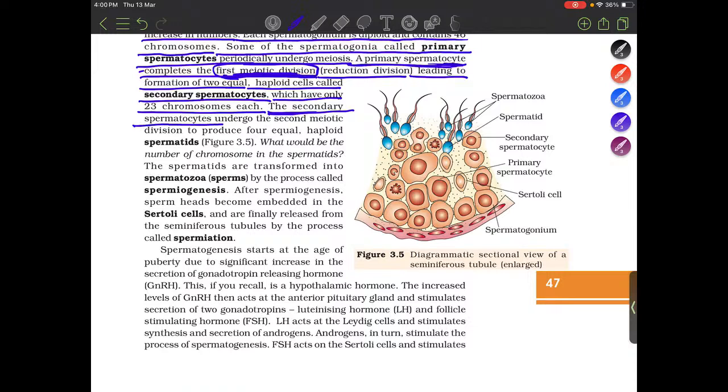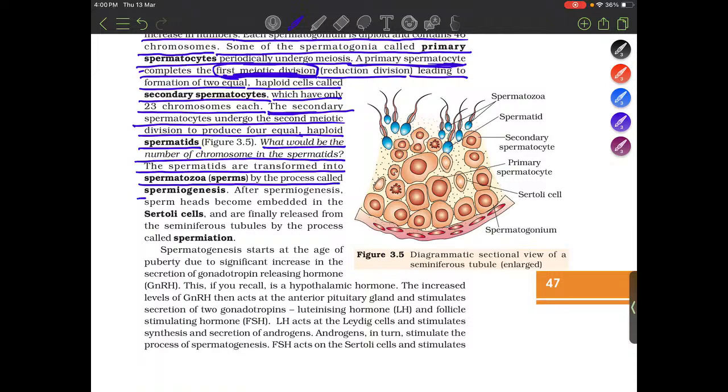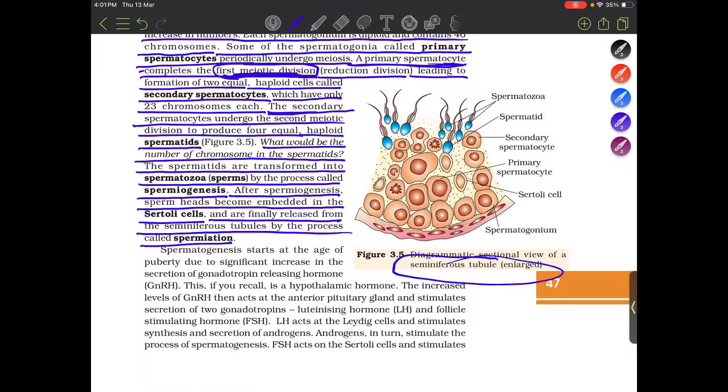These secondary spermatocytes undergo second meiotic division to produce 4 equal haploid spermatids. What would be the number of chromosomes in spermatids? So half number. These spermatids are transformed into spermatozoa, sperms, by a process called spermiogenesis. After spermiogenesis, sperm heads become embedded into the Sertoli cells and finally are released from the seminiferous tubule by a process called spermiation.